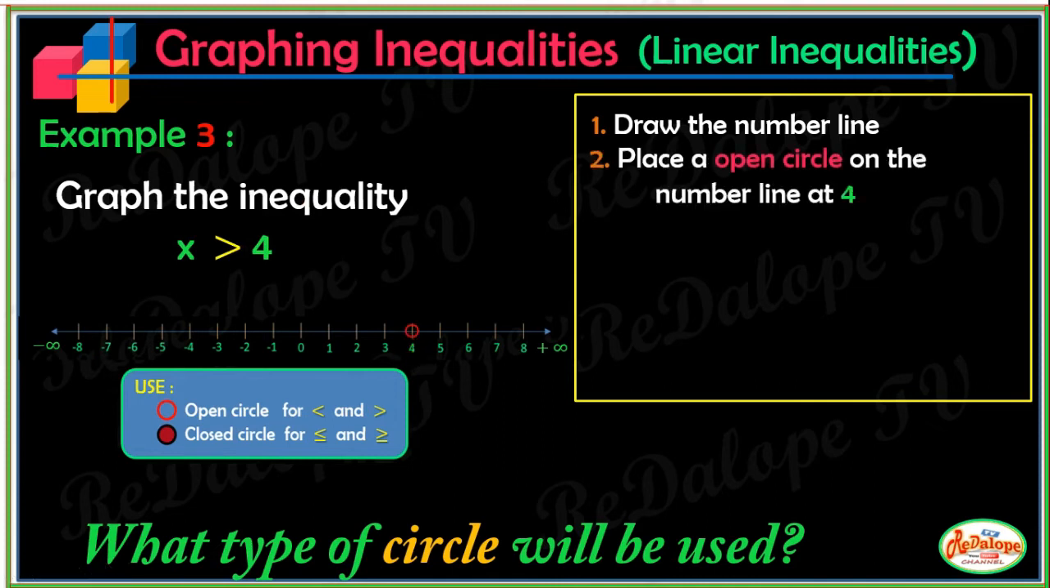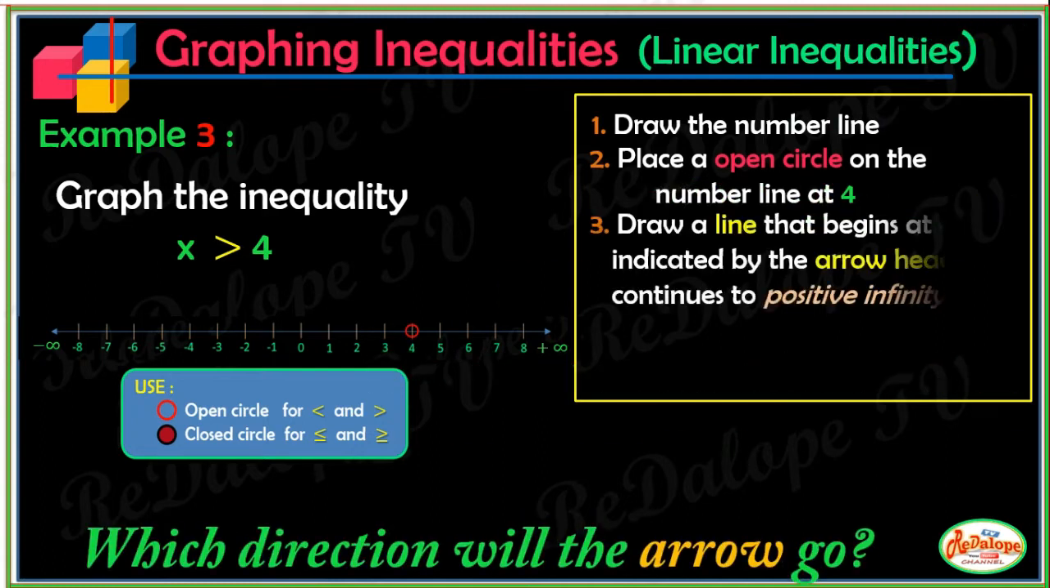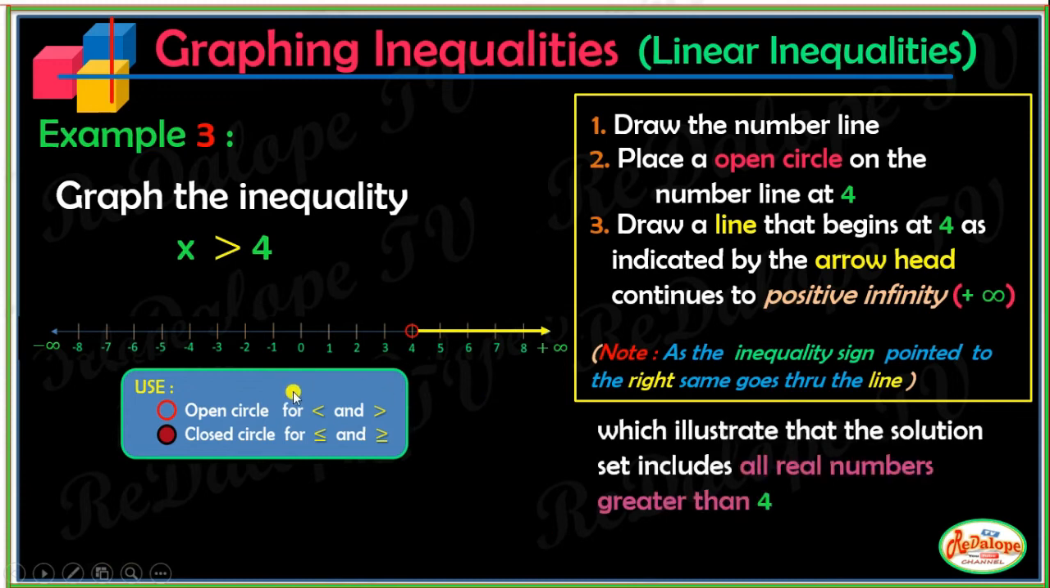Next, what about the direction of the arrow? Since the sign is greater than, which is pointed to the right, therefore the arrowhead or the arrow itself is pointed to the right. So we have this as x is greater than 4. This illustrates that the solution set includes all real numbers greater than 4. This can also be written as the open interval from 4 to positive infinity.